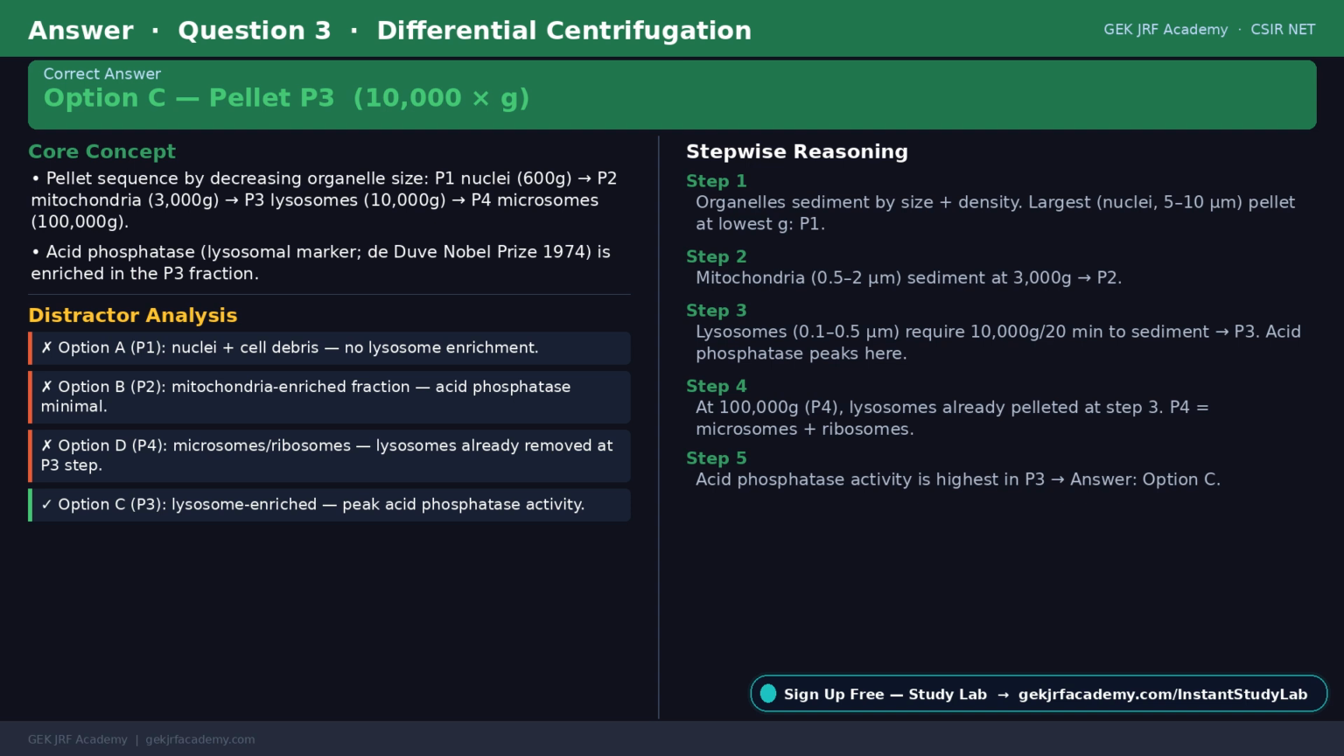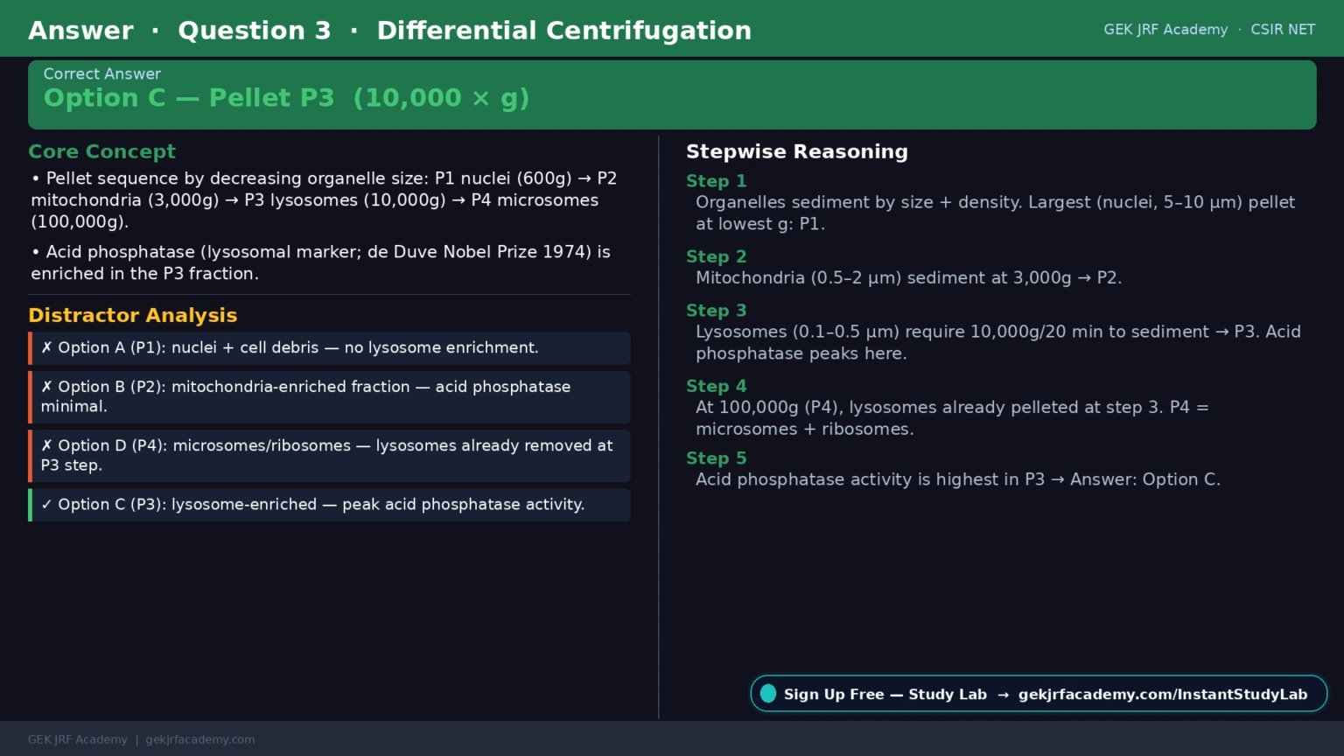Mitochondria are smaller, roughly 0.5 to 2 micrometers, and pellet at 3000 times gravity. They are the dominant component of pellet P2. Lysosomes are smaller still, about 0.1 to 0.5 micrometers. They require 10,000 times gravity for 20 minutes to sediment. P3 is therefore enriched in lysosomes and peroxisomes.